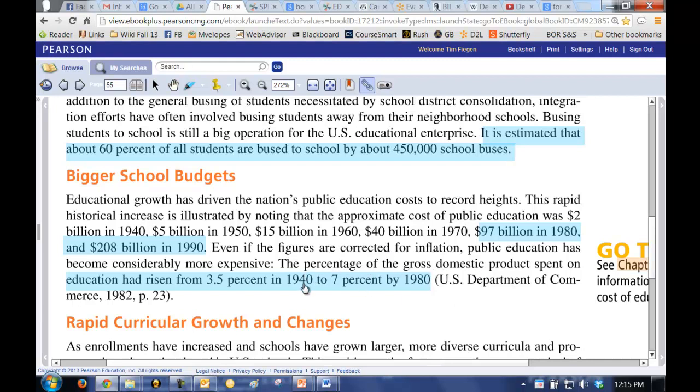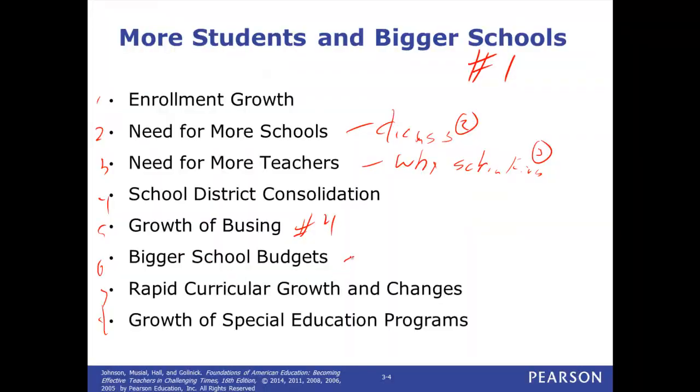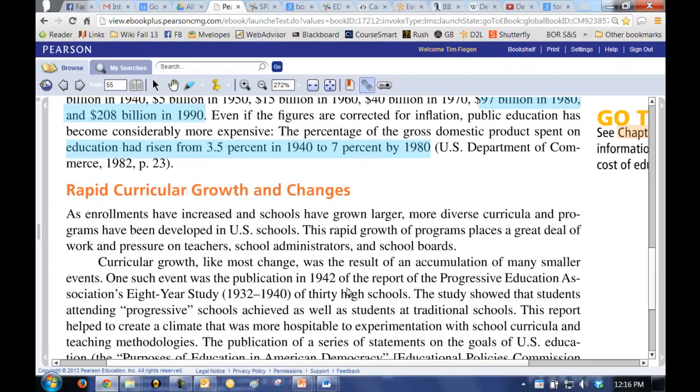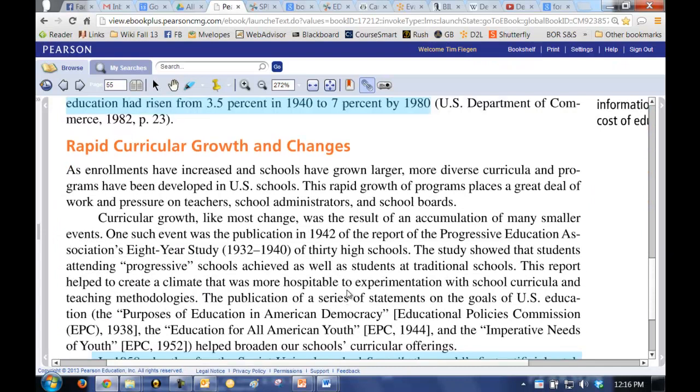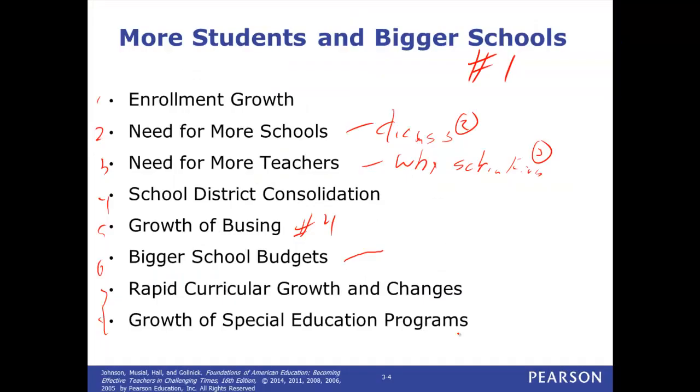Even the figures are adjusted for inflation. The percentage of our gross domestic product spent was 3.5% in '40, and now it's 7% in '80. And so, of course, with that huge budget growth, you can bring some of that into your part here about bigger budgets. And then the rapid growth and curricular changes. I just jumped down here: in '58, shortly after the Soviet Union launched Sputnik, the world's first artificial satellite, Congress passed the National Defense Education Act. And what I'm going to ask you to do is put a little bit here about Sputnik.